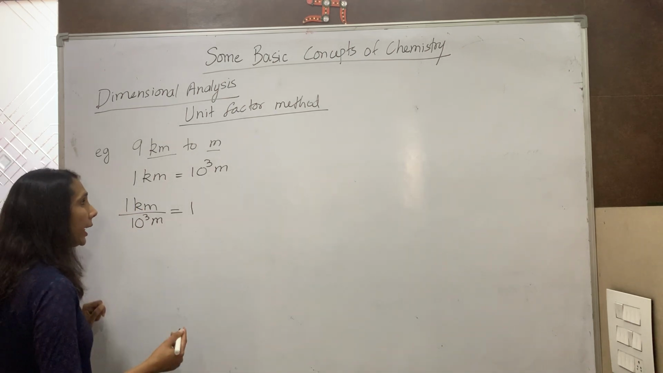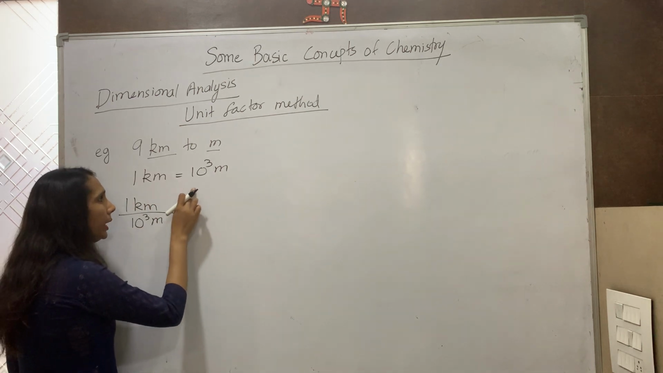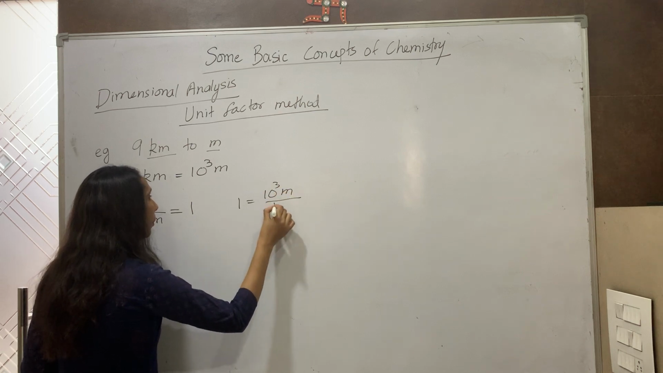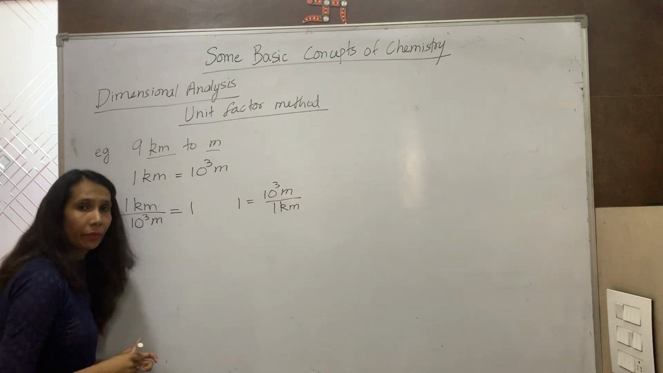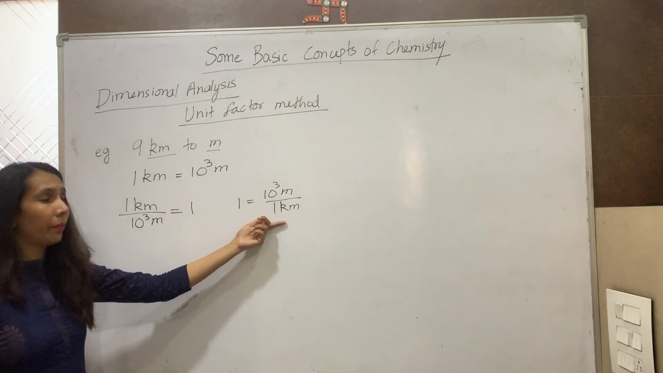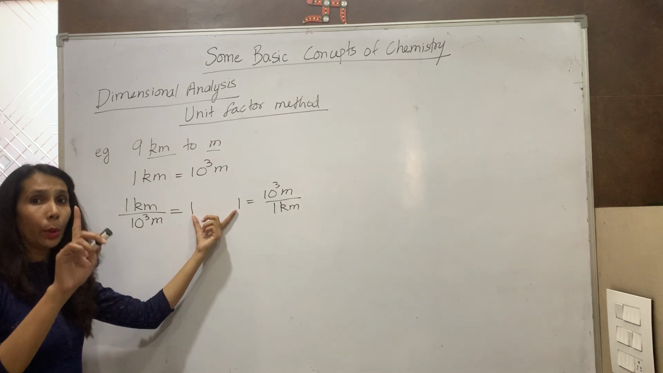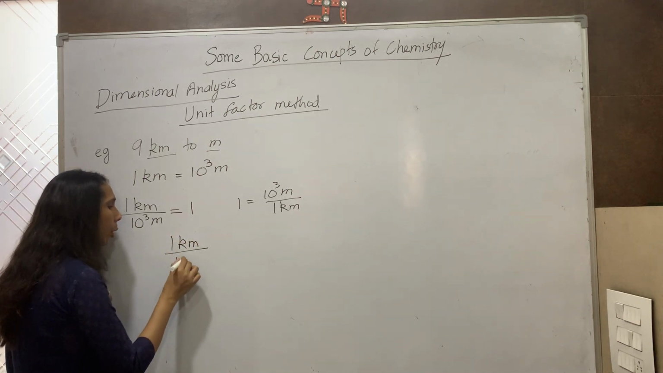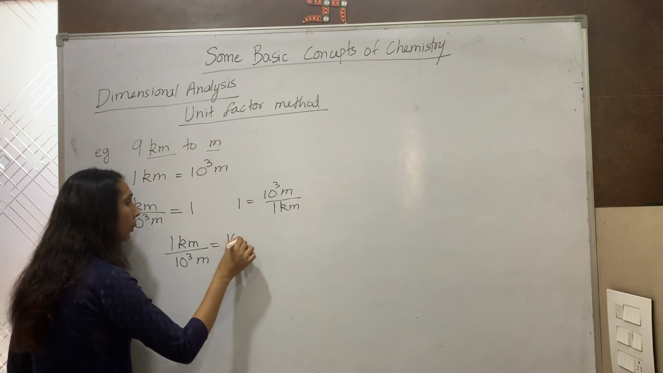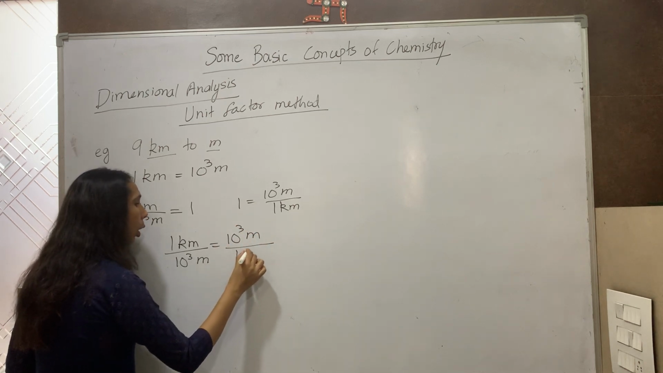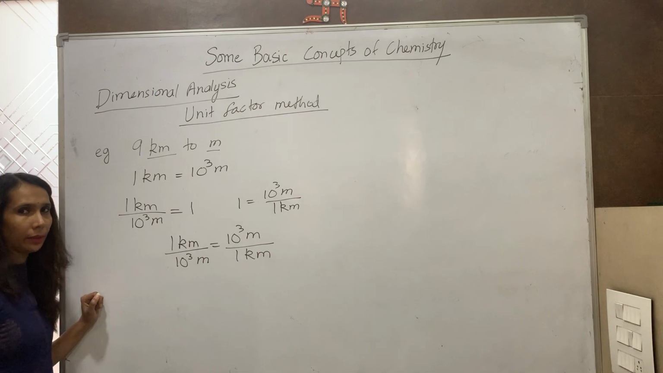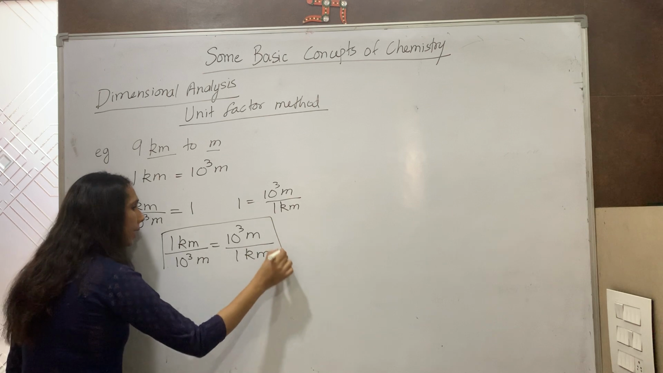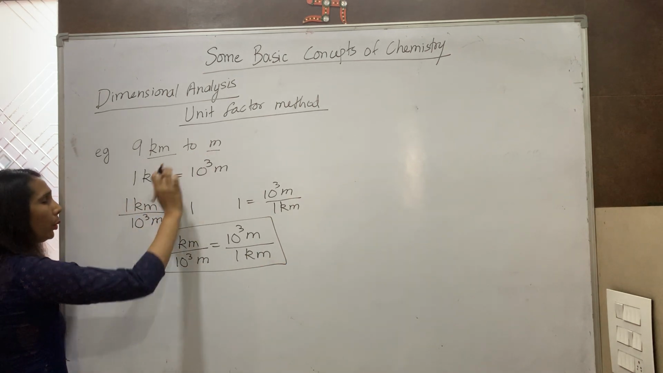Another unit factor, I can do one thing. If I take 1 kilometer this side, so I can write 1 is equal to 10 to the power 3 meter upon 1 kilometer. This is another unit factor, and both of them are equal to 1, that is unity. So I can make them equal, and we can write 1 kilometer upon 10 to the power 3 meter is equal to 10 to the power 3 meter upon 1 kilometer. Now, using these unit factors, I will convert 9 kilometer to meter.